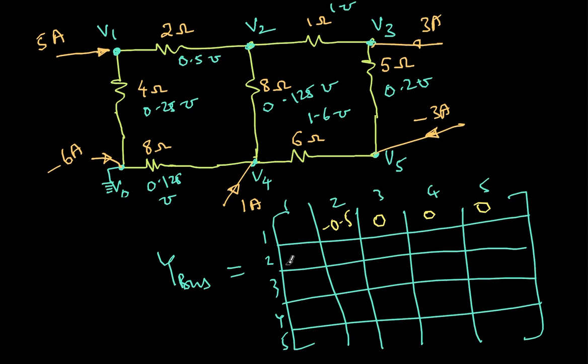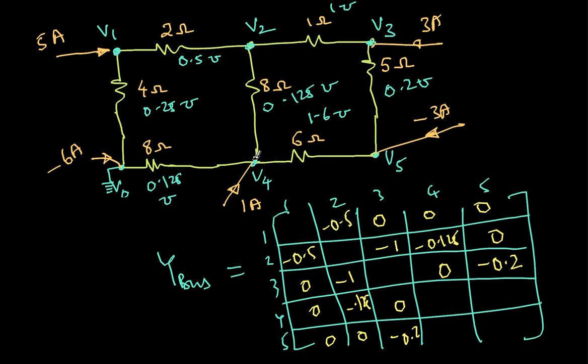So all these things will be 0, minus 0.5, 0, 0, 0. What about 2? 2 is connected to 3, so minus 1. 2 is connected to 4, minus 0.125. 2 is not connected to 5, so 0. So minus 1, minus 0.125 and 0. What about the third row? 3 is connected to 5, not connected to 4. So this is 0 and minus 0.2. 0, minus 0.2.